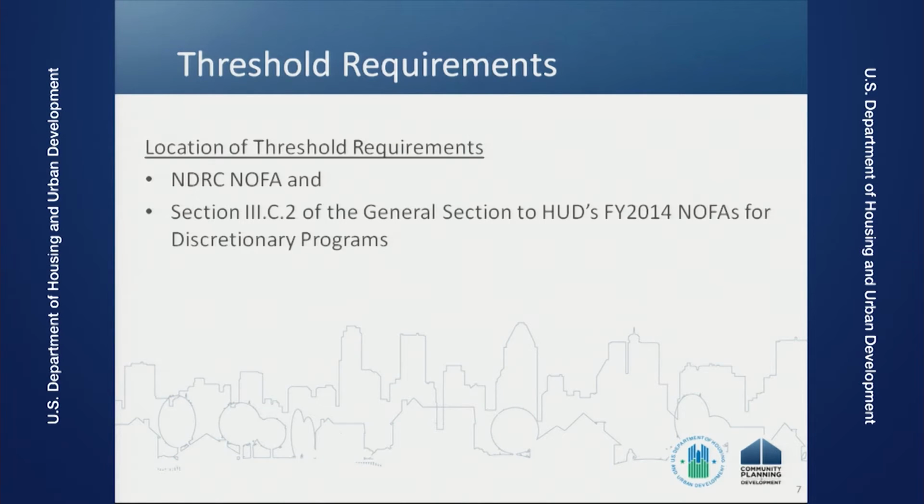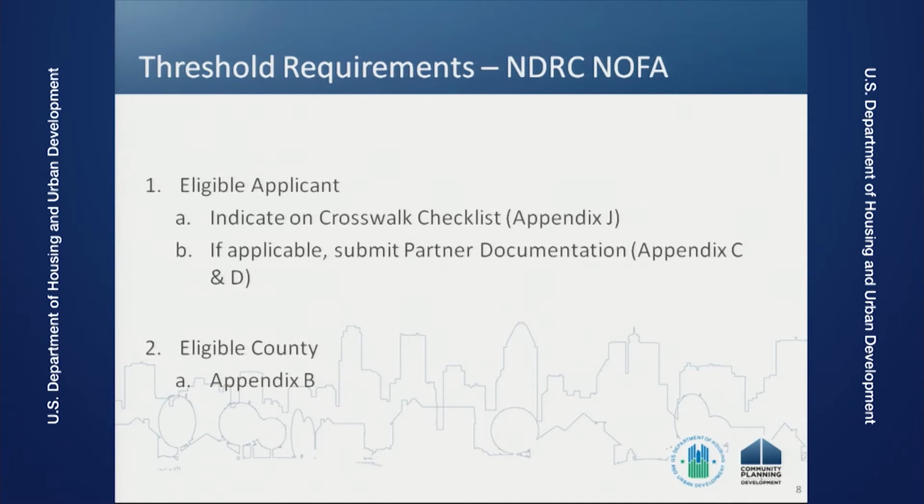The threshold requirements for the NDRC are located in two places, in the NDRC NOFA itself and in Section 3.C.2 of the General Section to HUD's Fiscal Year 2014 NOFAs for discretionary programs. We'll first take a look at the threshold requirements in the NDRC NOFA.